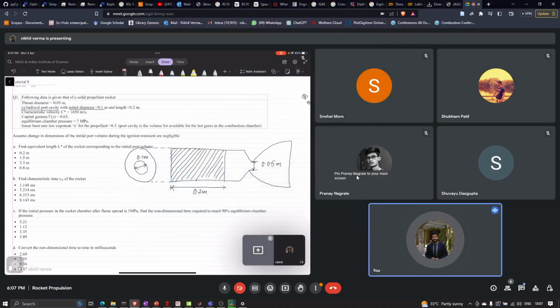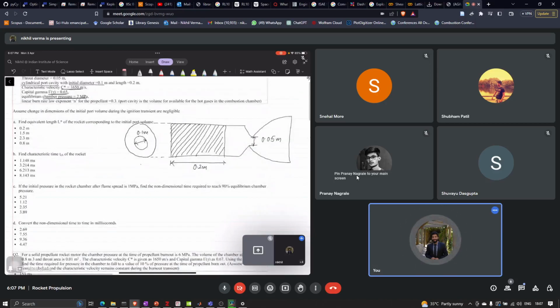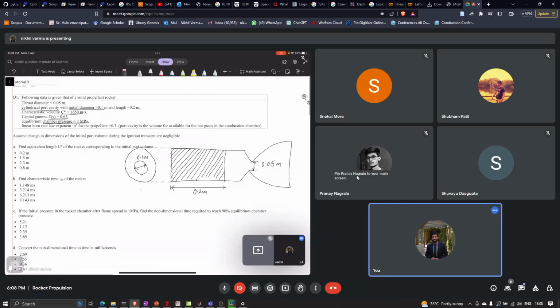So for the propellant, we have a C star of 1650 meters per second, and the gamma function is given as 0.65. Now it is given that the equilibrium chamber pressure is 7 megapascals, and the burn rate law is a p to the power n, where n is given as 0.3. Now it is asked that we have to find the equivalent length for the rocket motor.